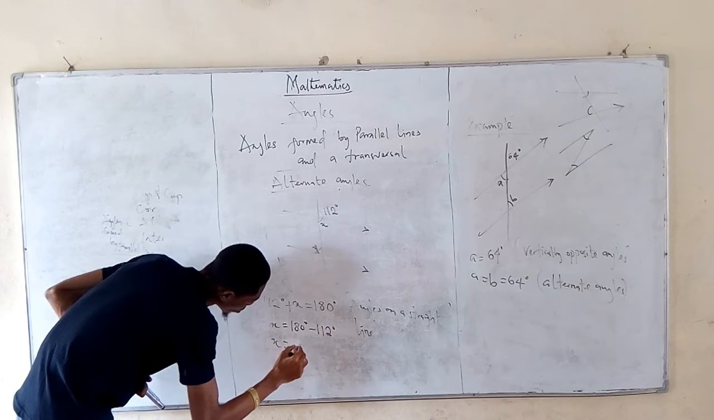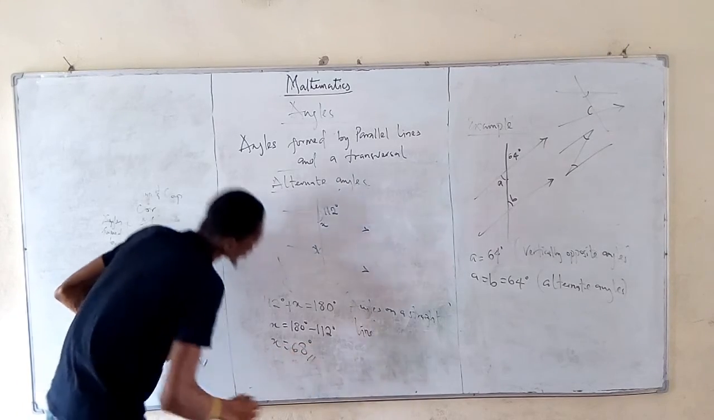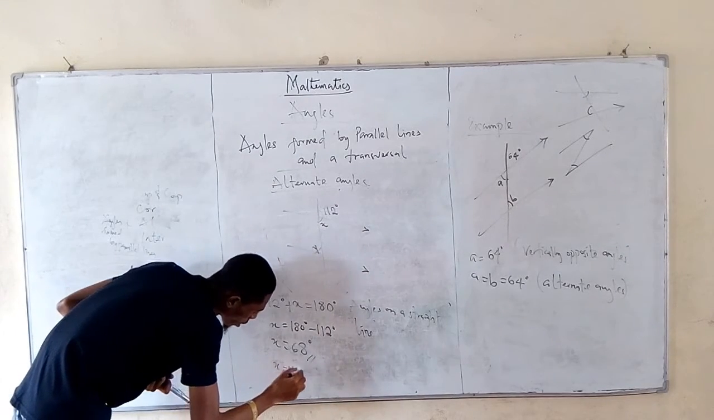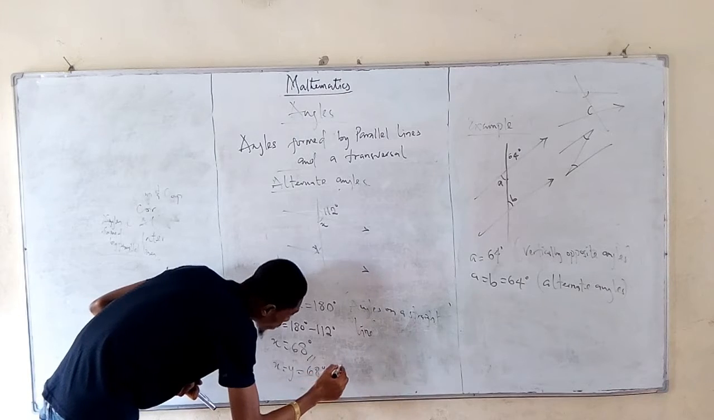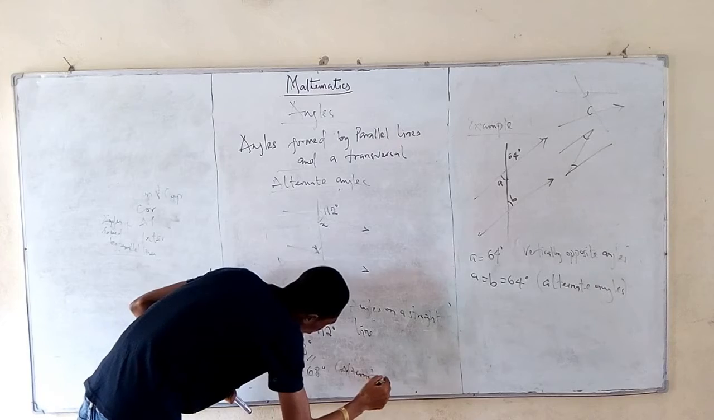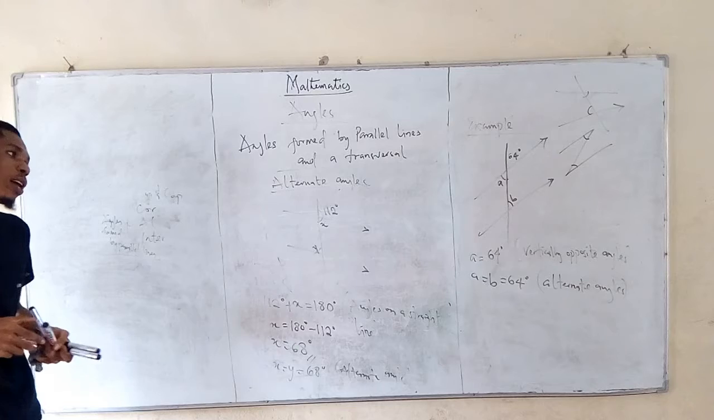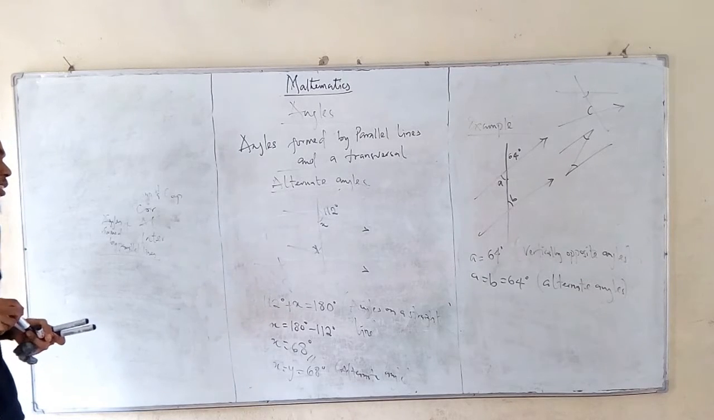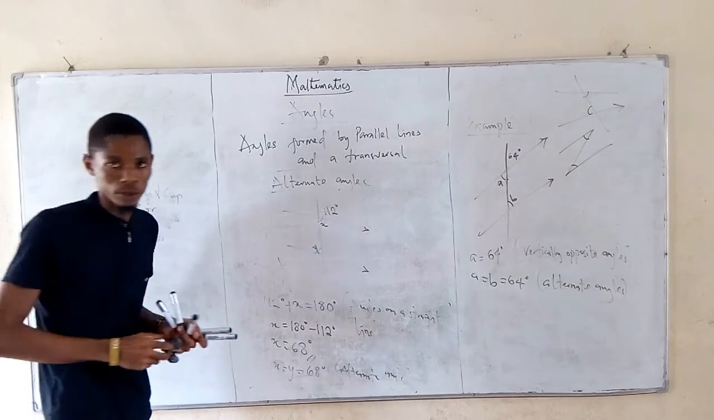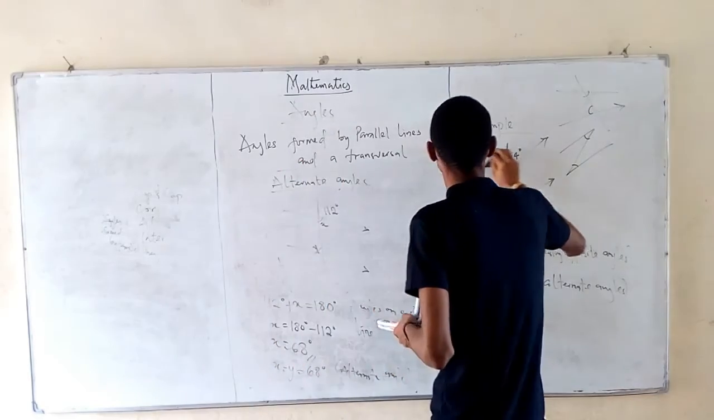X is equal to 68 degrees. Our x is equal to 68 degrees. And our x is equal to y, which is equal to 68 degrees. Why? Because they are alternate angles. Now let's see the last part of this segment, which is what?